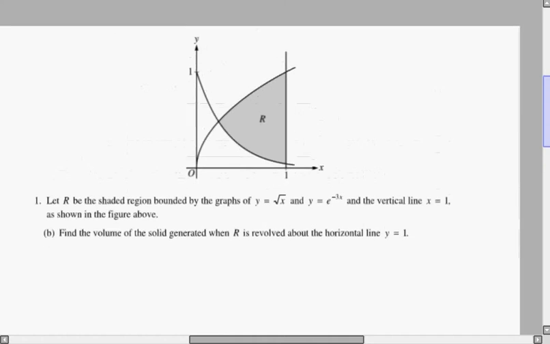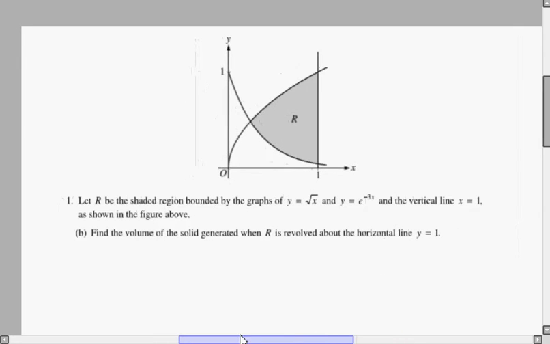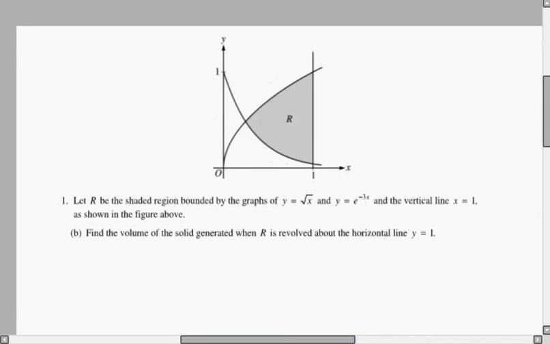Now let's do problem B. B asks you to find the volume of the solid generated when R is revolved around the horizontal line y equals 1. So we're revolving this R region around y equals 1.